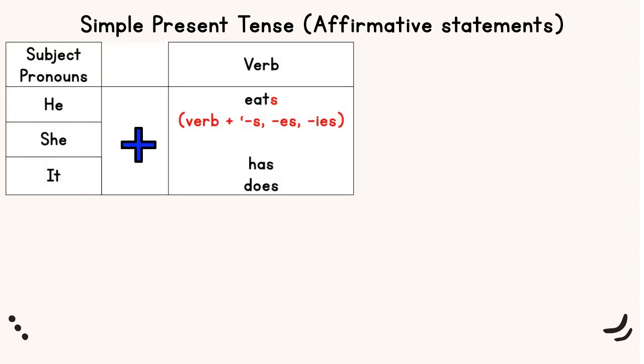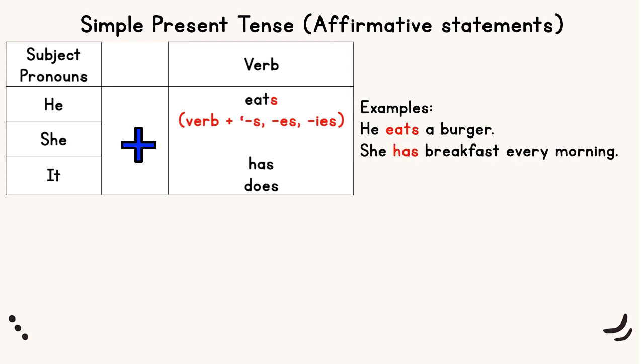Alright, so for the subject pronouns which is singular such as he, she, and it, the verb must have s, es, or ies. Okay, or we use singular verb which is has and does. So for example, he eats a burger, she eats a burger, it eats a burger. Okay, or she has breakfast every morning, he has breakfast every morning, it has breakfast every morning.